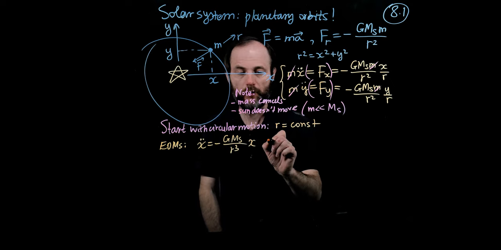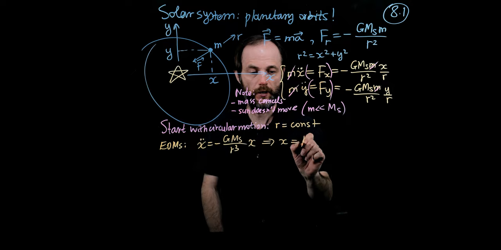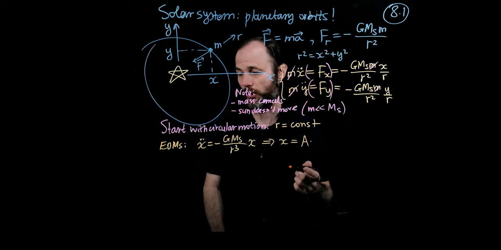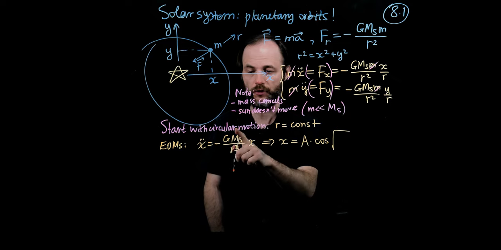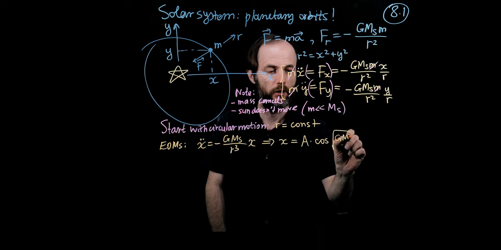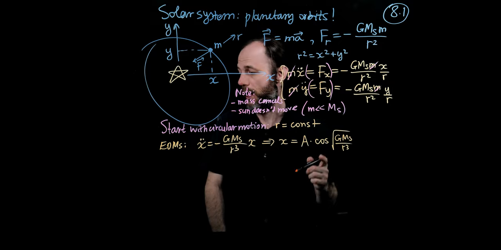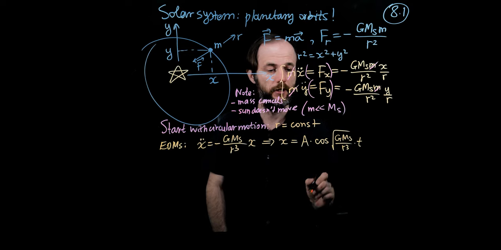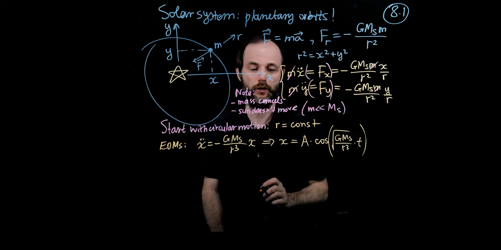So we can write down that the solution here is given by some amplitude A, which is a constant factor, times the cosine of the square root of this. That will be our natural frequency, which is GM_s over r cubed, multiplied by time. So that is our solution. Of course, this whole thing is under the cosine.